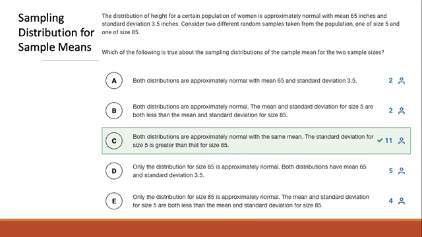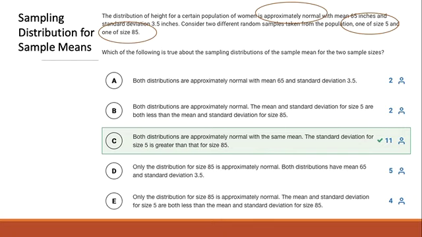This question, which of the following is true about the sampling distributions of the sample means for these two different sample sizes? So notice one sample is of size 5, the other is of size 85, but we are sampling from a population that is already approximately normal. So regardless of the sample size, both distributions are approximately normal. Regardless of the sample size, whether you're using a sample of size 5 or size 85, the population mean will still be at the center of those sampling distributions because the sample mean is an unbiased estimator of the population mean.